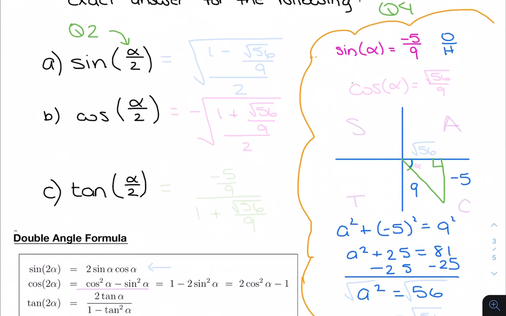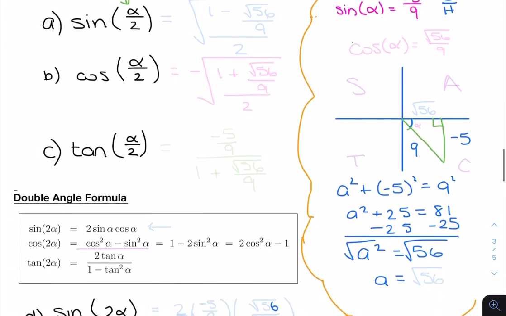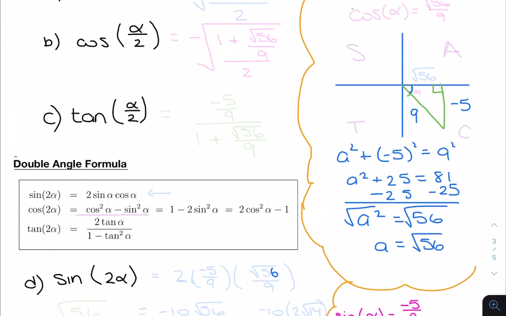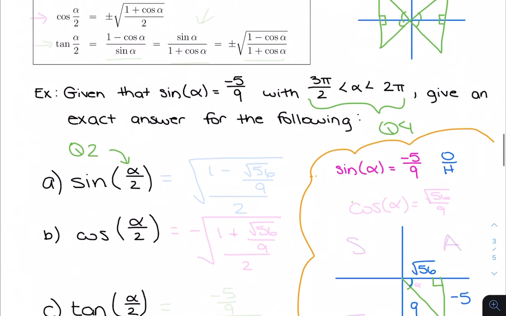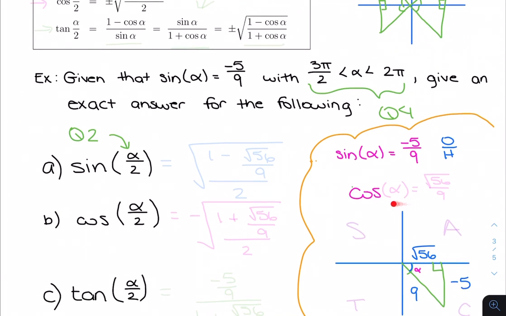So if we take the square root of both sides to get rid of the squared, we have that a is equal to the square root of 56. So that is this side on the x-axis. Now we know what this piece of information is. That means that we can figure out what cosine is. So cosine of alpha, remember that this angle here is our alpha, because that's the angle that we're looking at. Cosine is adjacent over hypotenuse, so that's the square root of 56 over 9.